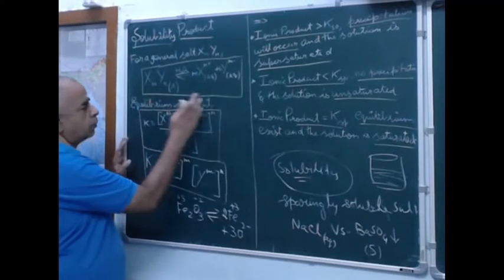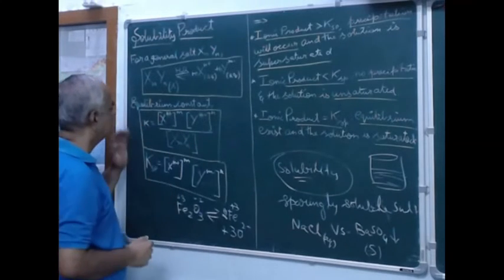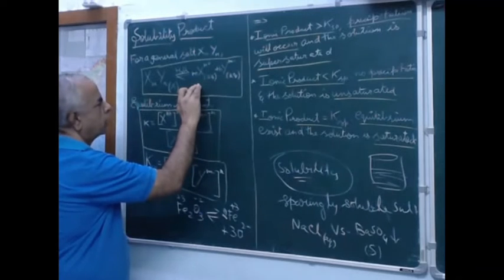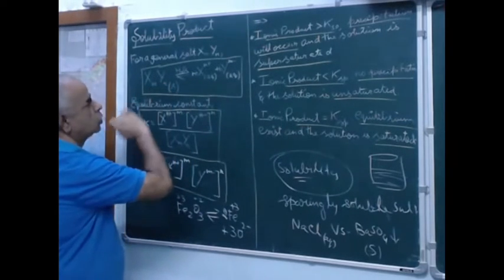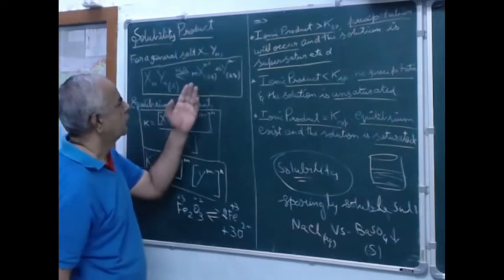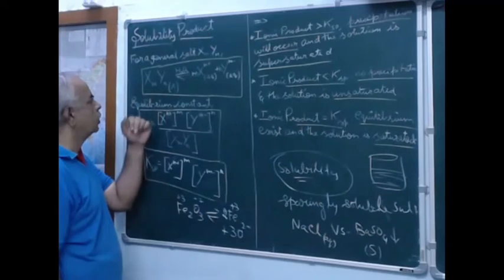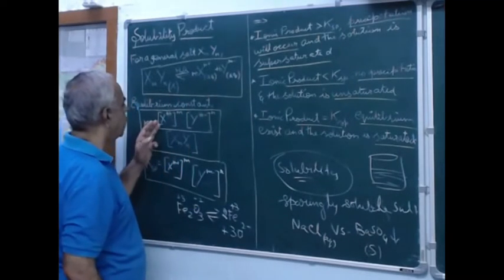Now let us apply the law of mass action. According to the law of mass action, K is equal to the product of the concentrations of the products divided by the product of the concentrations of the reactants. How many products are there? X and Y, two products. And how about reactants? There is only one reactant.